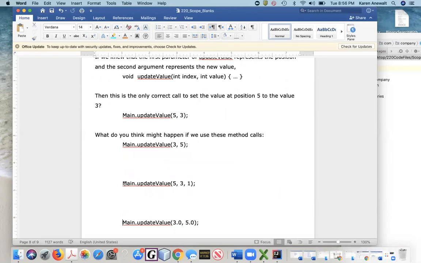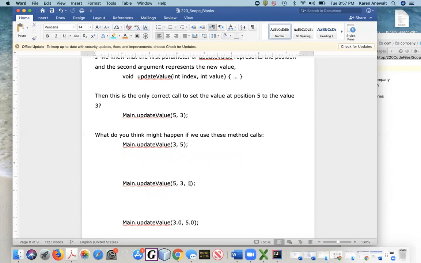What if we tried to call it with 3 arguments? What do you think might happen? If you guessed that that wouldn't compile, that is correct. And that's because the computer would say, hey, I can't pair all of these things up. I'm trying to pair up the 5 with the index and the 3 with the value. I'm good to that point. But now there's nothing that pairs up with this number 1.